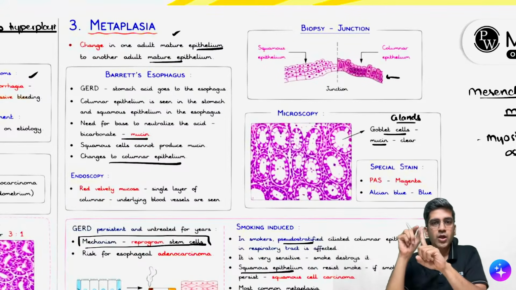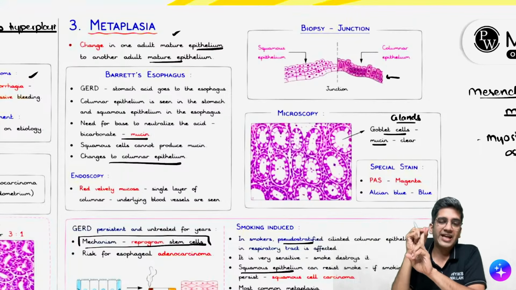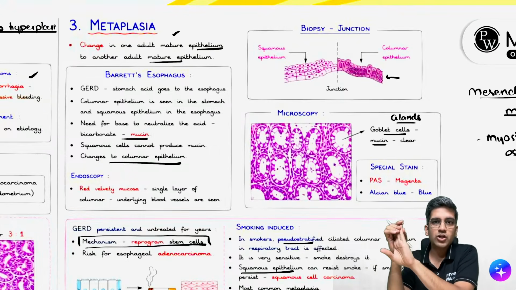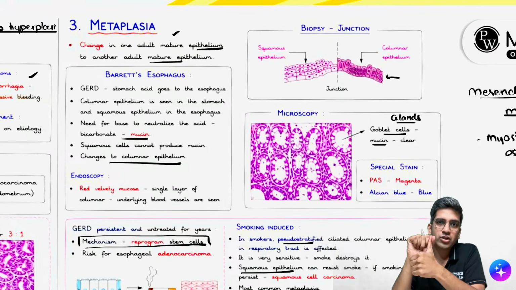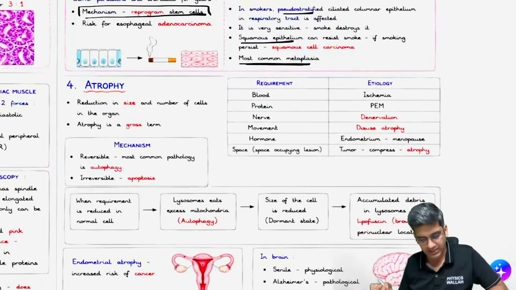Things to remember: one adult mature cell type to another adult mature cell type, reprogramming of stem cells is by default the mechanism of action. Examples: squamous, smoking induced; columnar, Barrett's esophagus; and your myositis ossificans if required. Fine, perfect. Now the last but not least, atrophy.